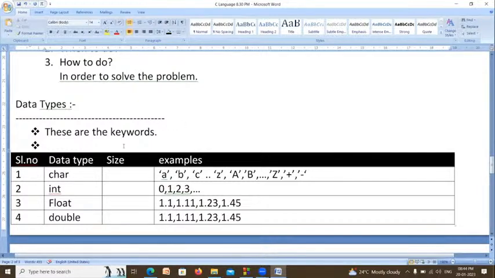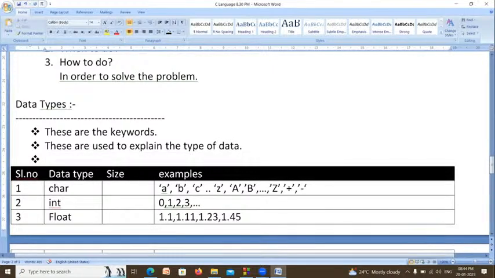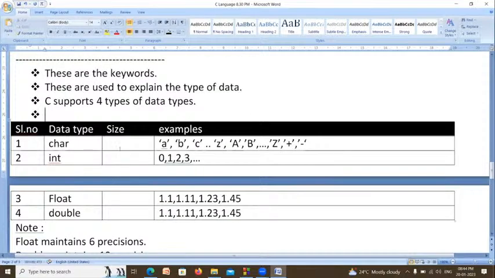So what is the use of this? Read this question from right to left. It is used to explain the type of data. In C language, there are totally 4 types of data types. C supports 4 types of data types, right?